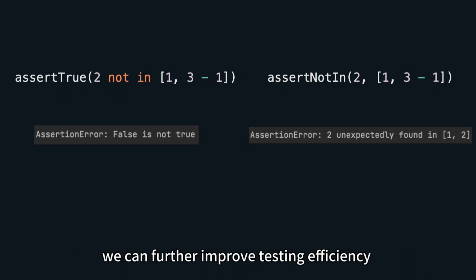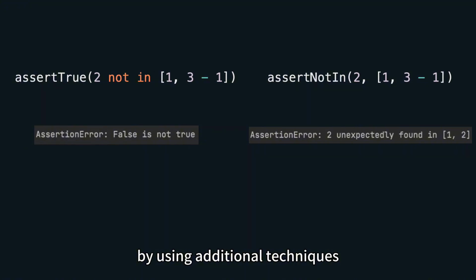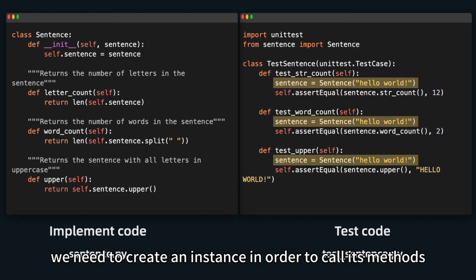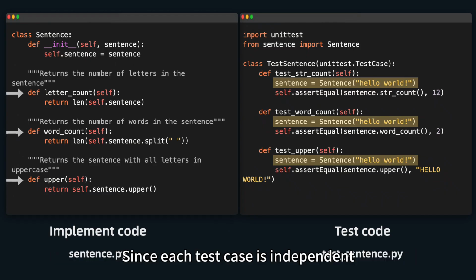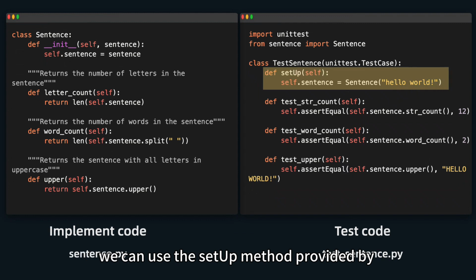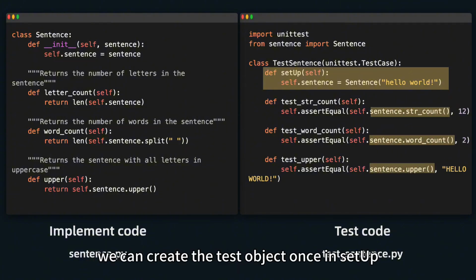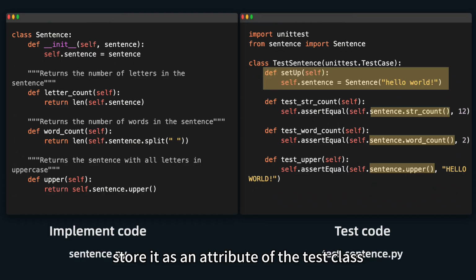Sometimes, we can further improve testing efficiency by using additional techniques. For example, when testing a class, we need to create an instance in order to call its methods. Since each test case is independent, we often need to create new objects repeatedly when testing different methods. To reduce unnecessary repetition, we can use the setUp method provided by the test case class. Before each test method, those whose names start with test, the setUp method is executed once. This way, we can create the test object once in setUp, store it as an attribute of the test class, and then access it in each test method.